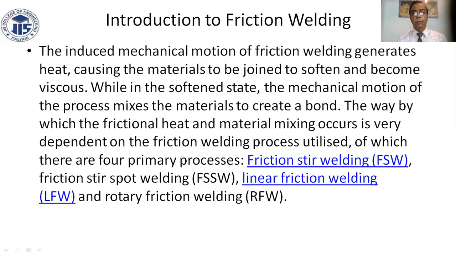The induced mechanical motion of friction welding generates heat, causing the materials to be joined to soften and become viscous. While in the softened state, the mechanical motion of the process mixes the materials to create a bond. The way by which the frictional heat and material mixing occurs is very dependent on the friction welding process utilized, of which there are four primary processes: friction stir welding, friction stir spot welding, linear friction welding, and rotary friction welding.